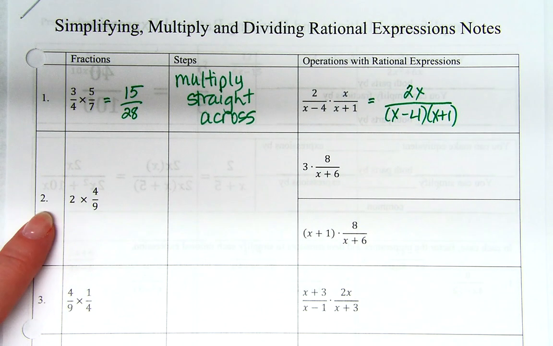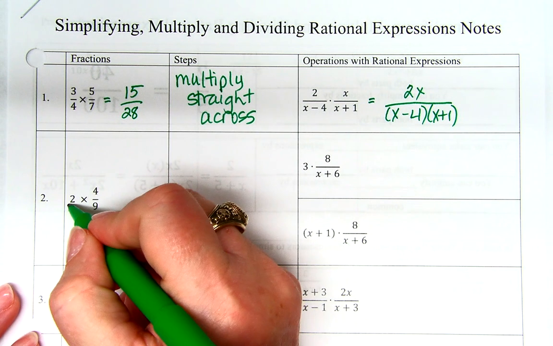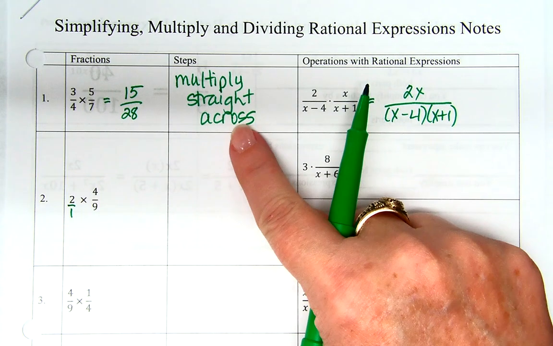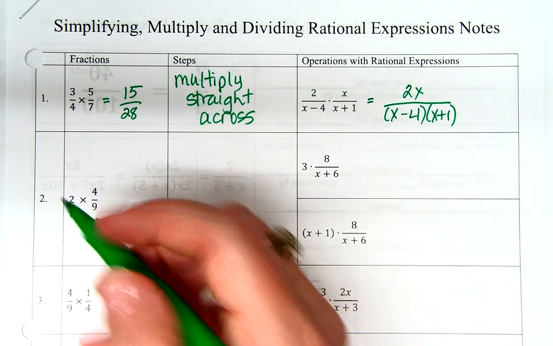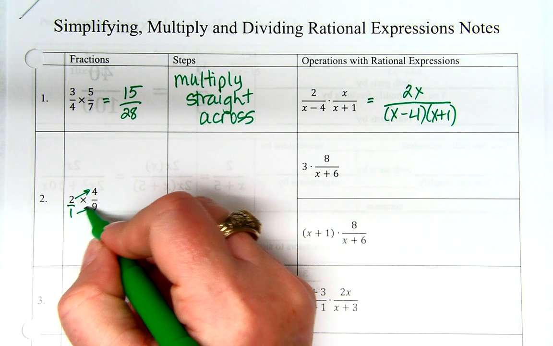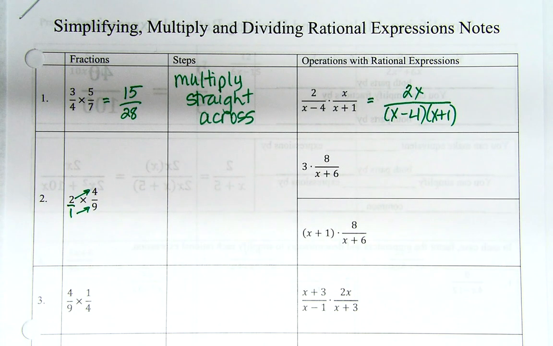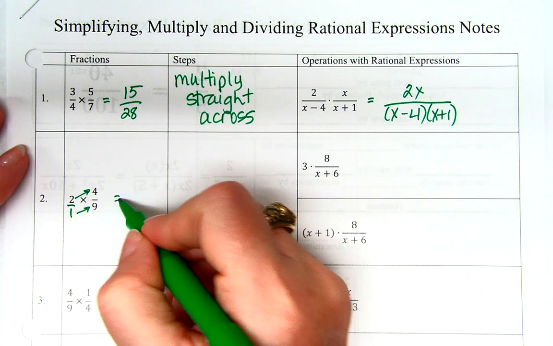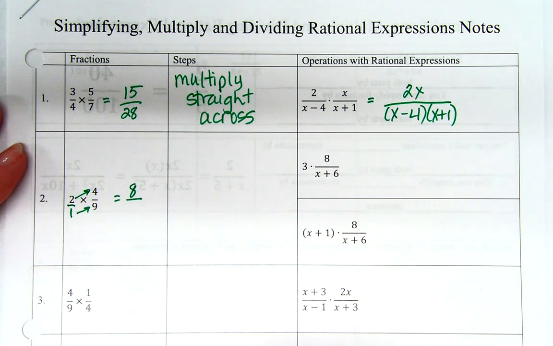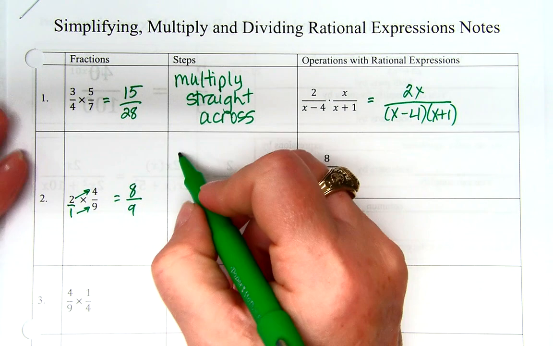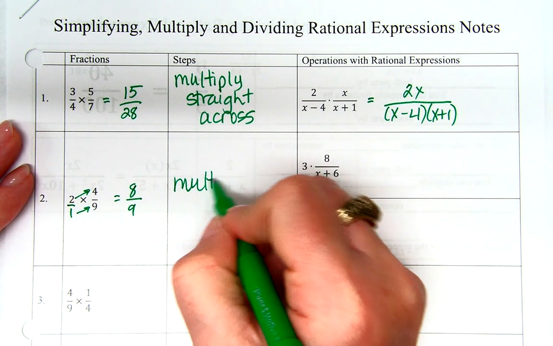Look at number 2. How is number 2 different than number 1? Yeah, it's not, is it? Does it look different than number 1? It's just 2 over 1. And then what do we do? Multiply straight across. It's a little kind of diagonal, not so much straight, but it's still straight, right? 2 times 4? 1 times 9? We multiply straight across.